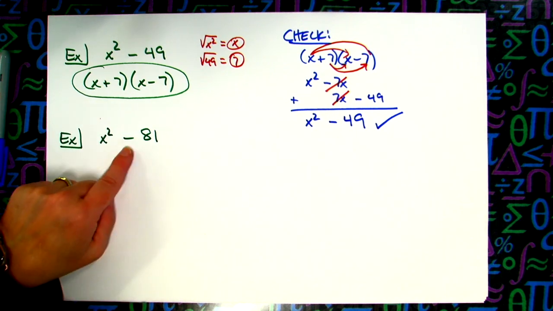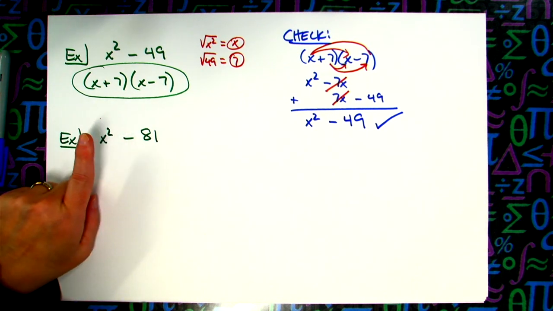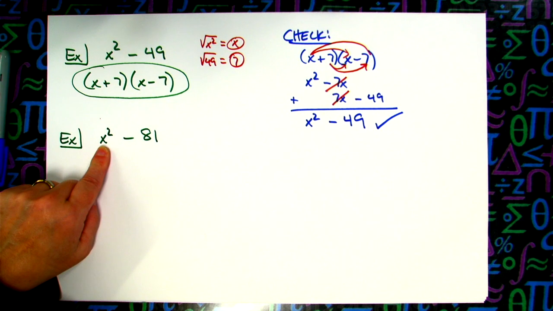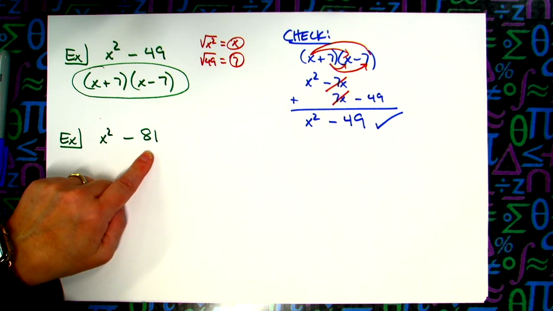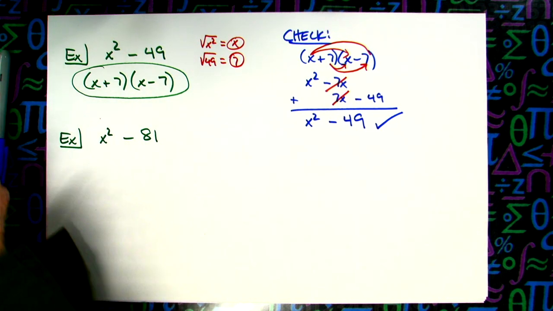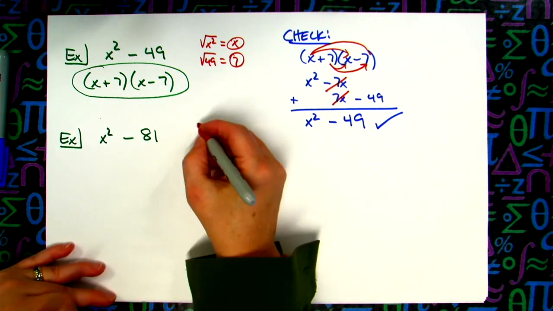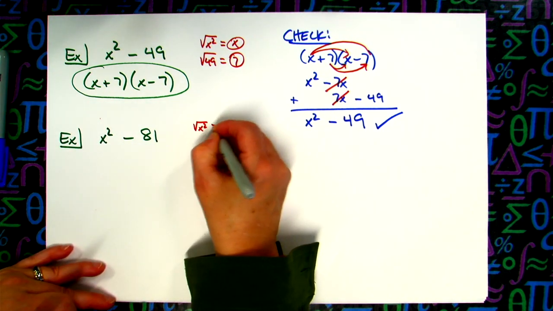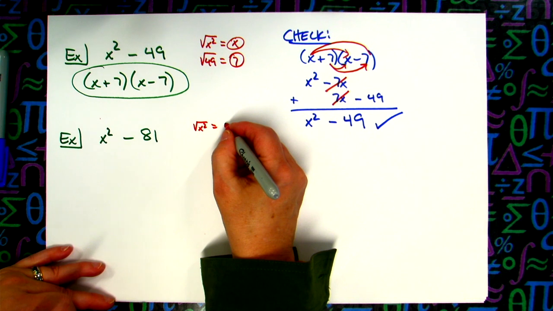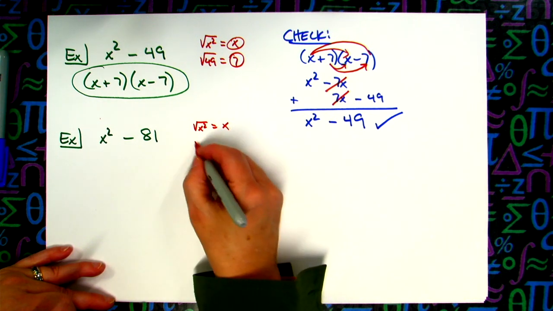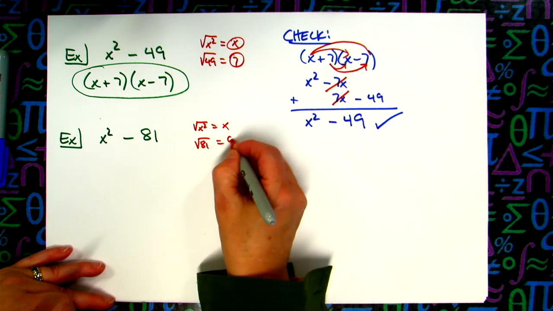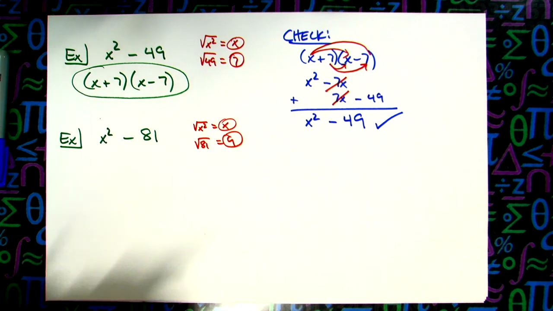Yes. Do I have a minus sign? Yes. Is the first one a perfect square root? Is the second one a perfect square root? Yeah. So then, if you need to see it and visualize it, the square root of x squared is what? That's an x. What's the square root of 81? That's 9. So these are the two numbers that I'm going to use.